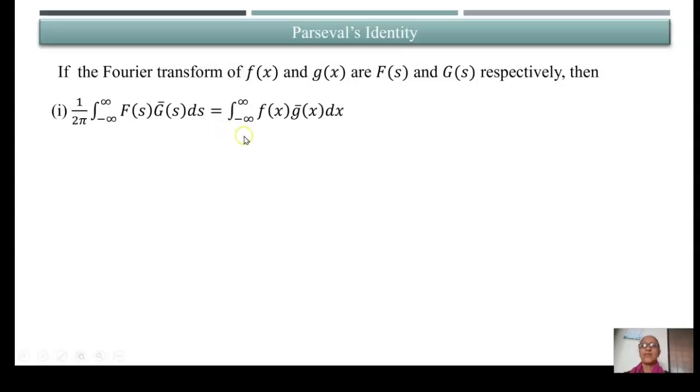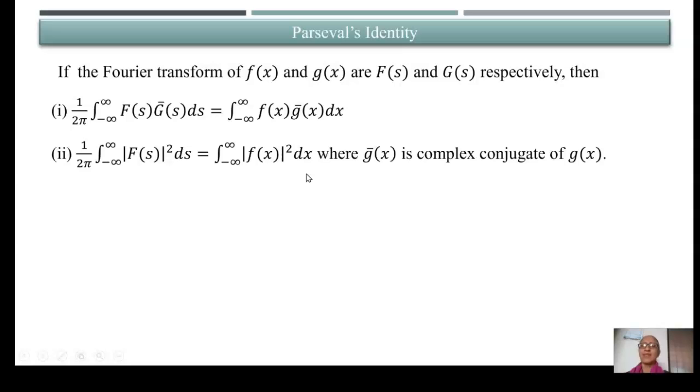Here, you know the conjugate of a complex number. If z equals x plus iy is a complex number, then the conjugate of this complex number is z bar equals x minus iy. In the same manner, the Fourier transform involves these complex variables. So G bar of s is nothing but the conjugate of G of s, and g bar of x is the conjugate of g of x.